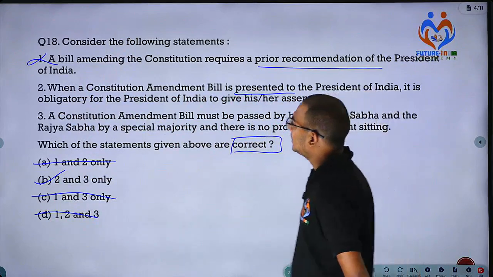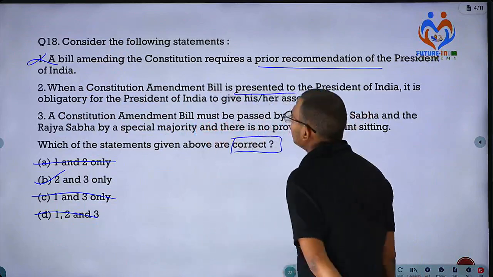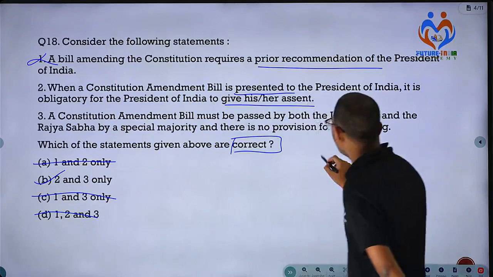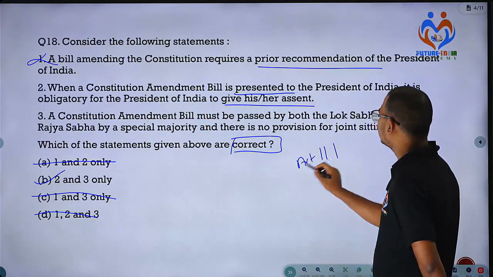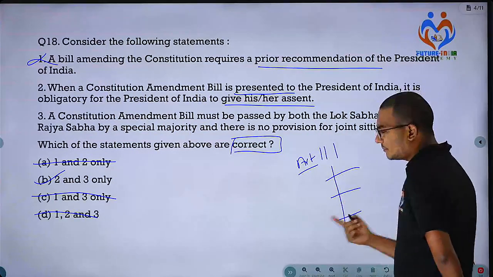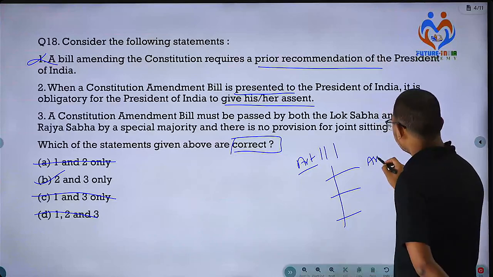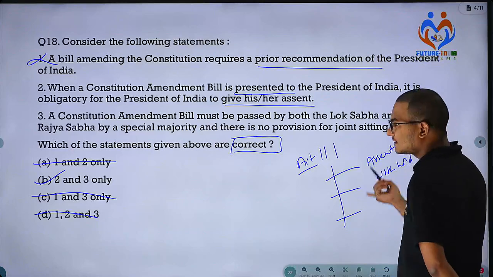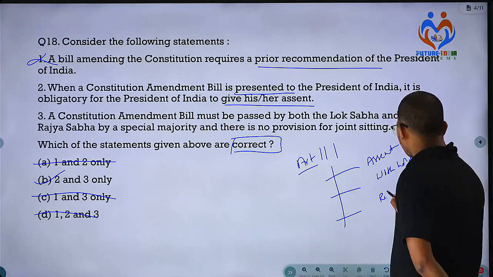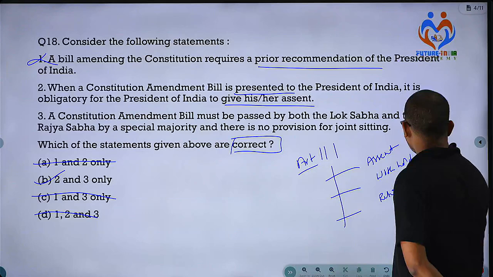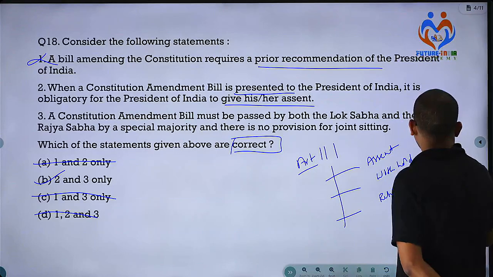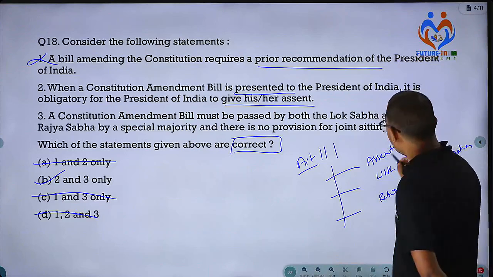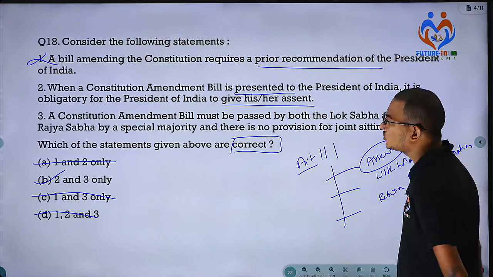See, second one, when a constitutional amendment bill is presented to the president, it is obligatory for the president to give his assent. I have already told you, under article 111, president has 3 powers. Whenever a bill is coming to him, he can give his assent, he can withhold his assent, which means he can reject, or he can return it for reconsideration. This is for ordinary bills. But for a constitutional amendment bill, he has only one option, that he has to give his assent.